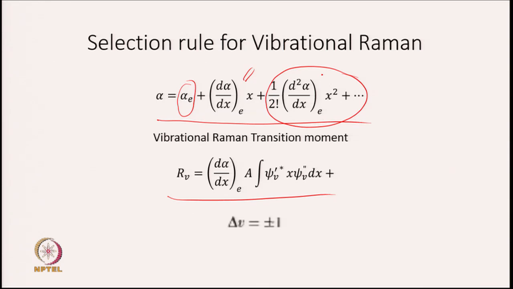So, the vibrational Raman transition moment can be given by this equation. R v is equal to d alpha by d x at equilibrium, this integral multiplied by this integral. So, the polarizability alpha must change with x if it is Raman active. And so, this is one selection rule, and the second one gives you delta v is equal to plus minus 1. So, the first term is not 0 when polarizability changes with displacement, whereas the second term will not be equal to 0 when delta v is equal to plus minus 1. So, there are two selection rules. Delta v plus minus 1 is called the specific selection rule, whereas the first one is known as the gross selection rule.